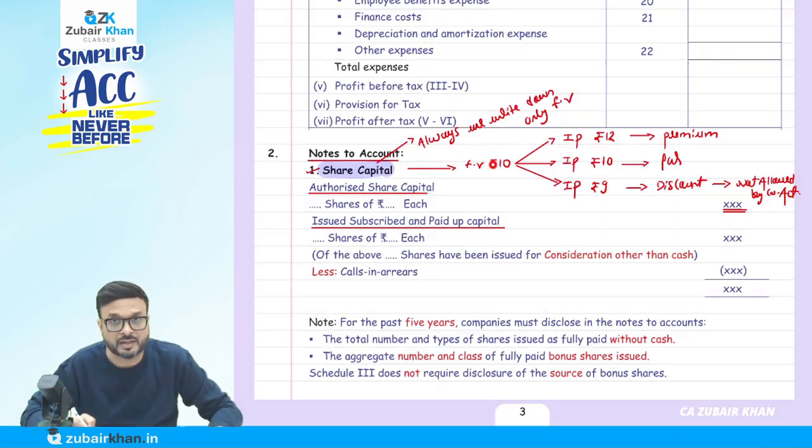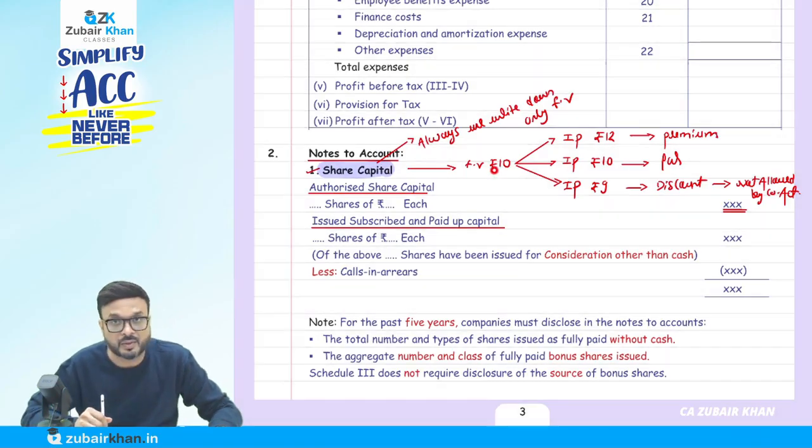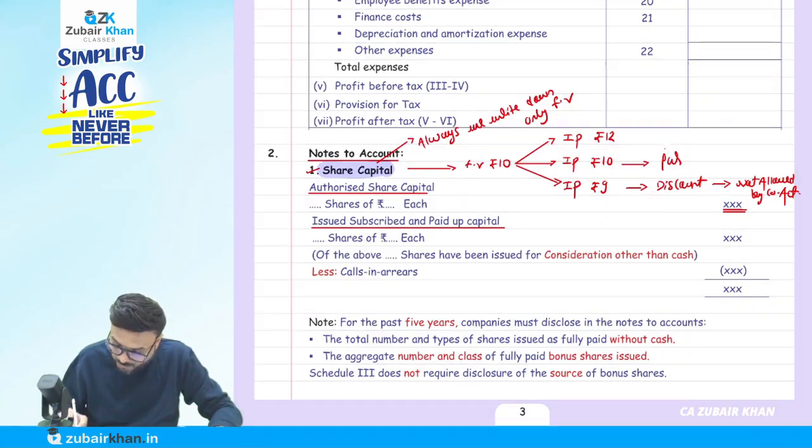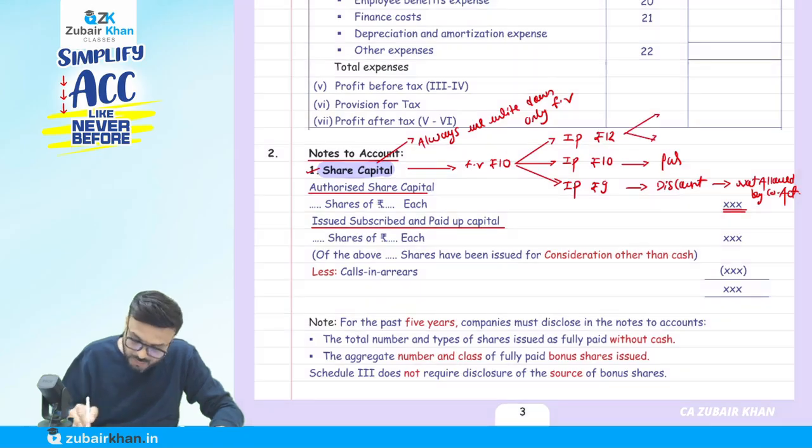What does it mean? If the face value is 10 and I have issued at 10, then there is no problem, I will write 10 there. If the face value is 10 and I have issued at 12, will I write 12 or 10? 10, because 10 is the face value. What about the 2? Let me bifurcate this: the face value is 10, and I have issued at 12.